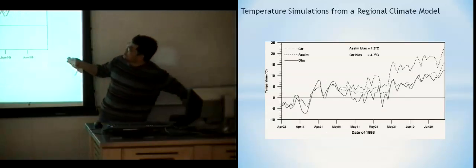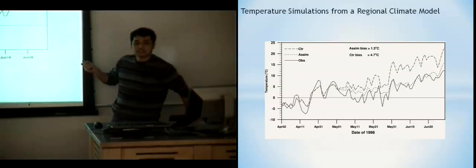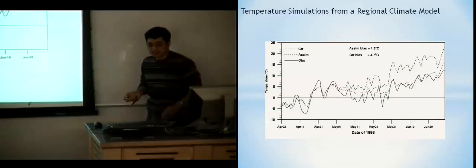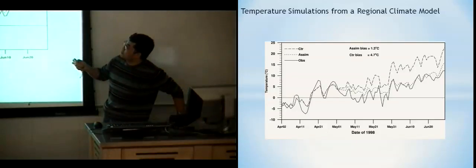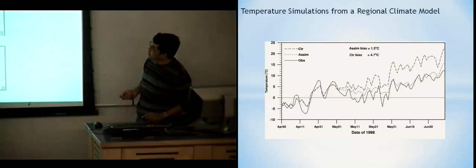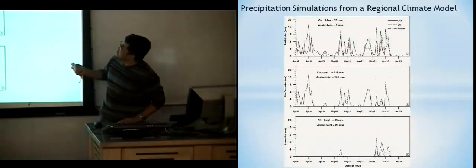For the original snow, the temperature bias is 4.7 degrees. After we replace the simulated snow with observations, the bias is reduced to 1.3 degrees Celsius. That's a dramatic bias reduction. Then we look at precipitation here. This figure is a little bit busy.